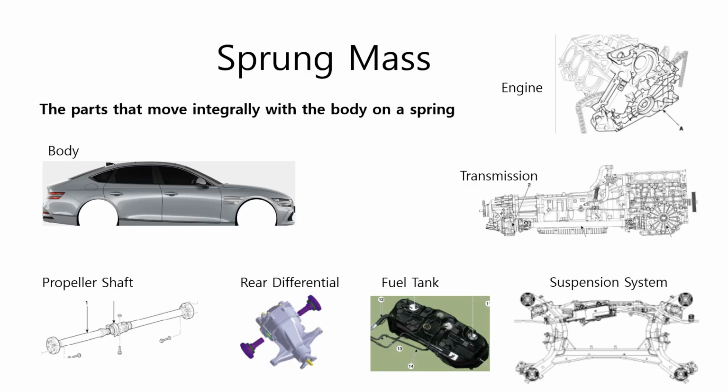First, let's look at sprung mass. Sprung masses are the masses that move as one unit with the car body on springs. These include the body, engine, transmission, suspension system, fuel tank, rear differential, and propeller shaft, and so on. A large sprung mass means that the springs and shock absorbers have a lot of mass to handle.